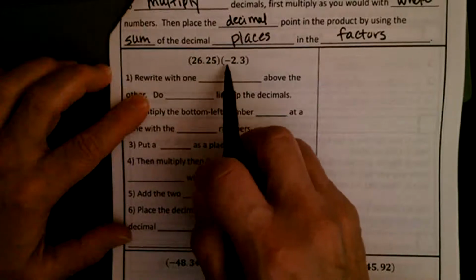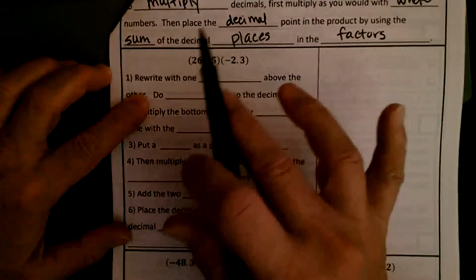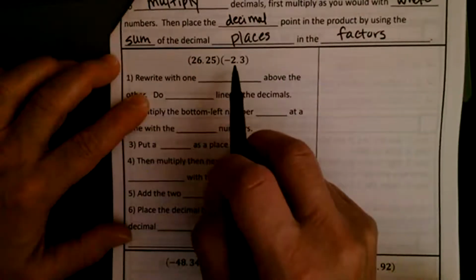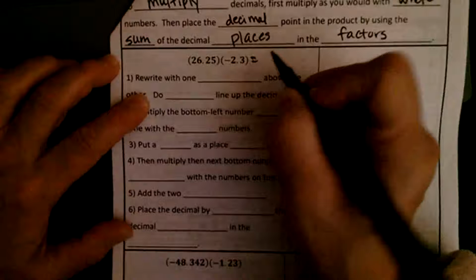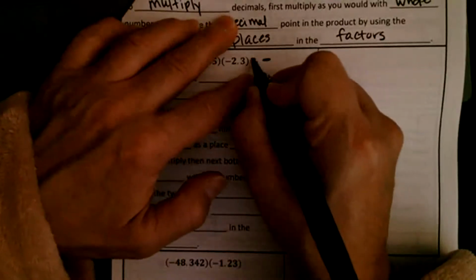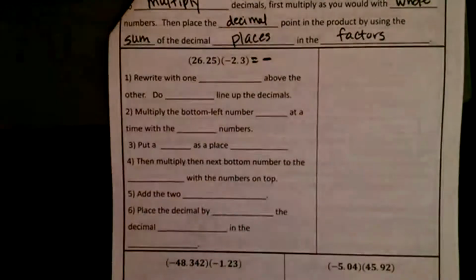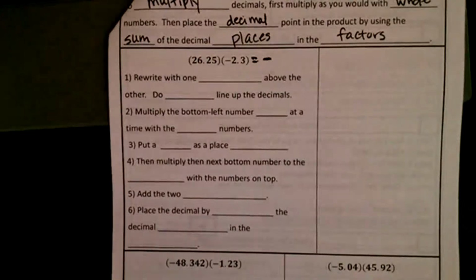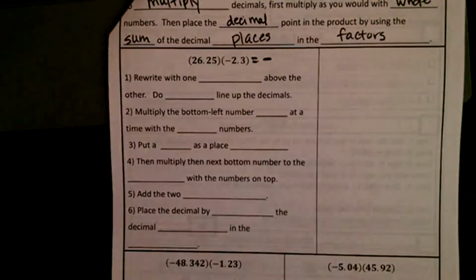26.25 times negative 2.3. First and foremost, number 1, if I see a positive times a negative, I know my answer is going to be negative. Okay, so this equals a negative. That's the first thing I do, because if I don't do it first, I'll forget to put the sign in. So do that right away.